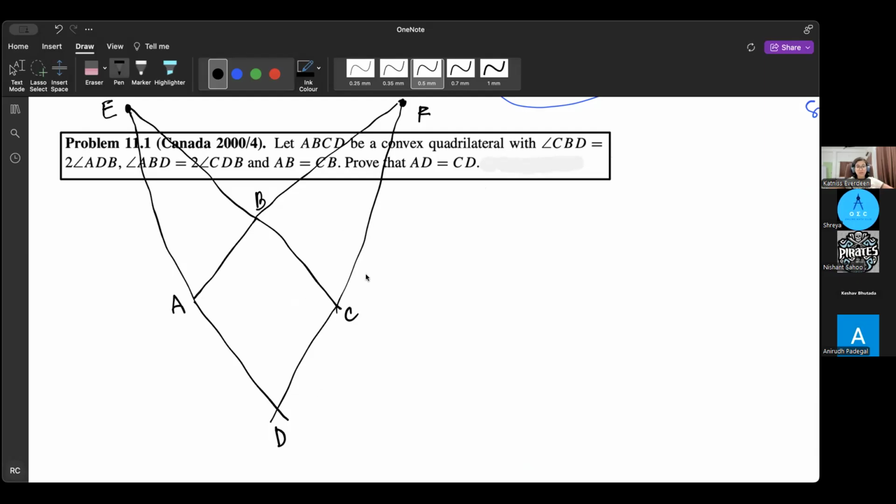So what are we given? We're given that CBD is twice of ADB. So if this is 2 beta, this is beta. And if this is like ABD, right? This is 2 alpha, then this is alpha. And AB is equal to CD. So now look at the angles. Look at every angle, compute every angle.